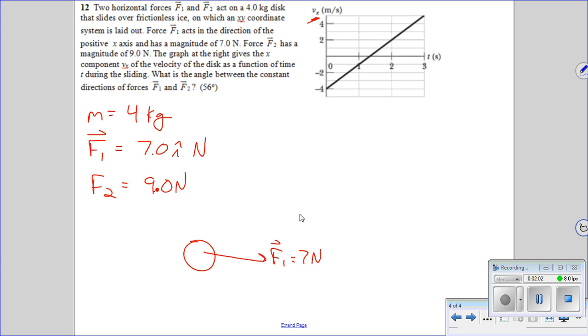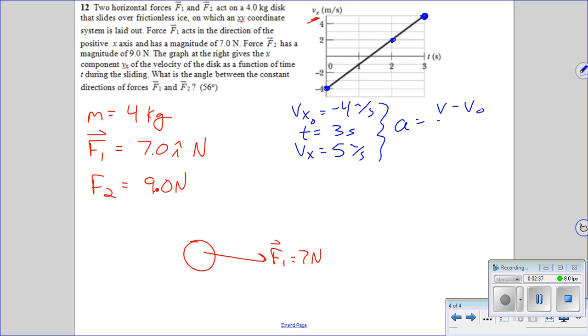The graph tells me that at time 0, the horizontal velocity is -4 meters a second. And by reading the graph, I can see that after 2 seconds, the horizontal velocity is 2, or after 3 seconds, the horizontal velocity is 5. Take your pick. I'm going to use this point just because I am. All right, so I know that if my time is 3 seconds, then I get a horizontal velocity of 5 meters a second. And so use your acceleration equation: a equals v minus v naught over t.